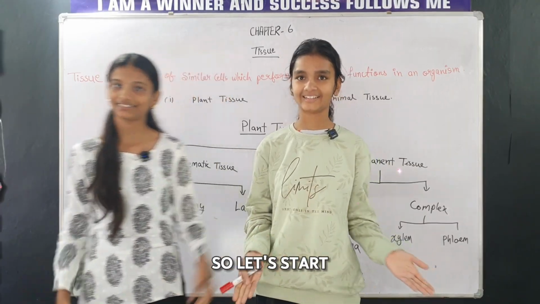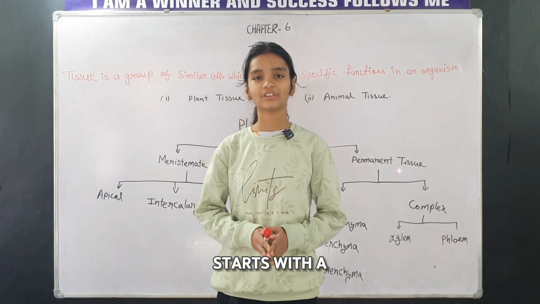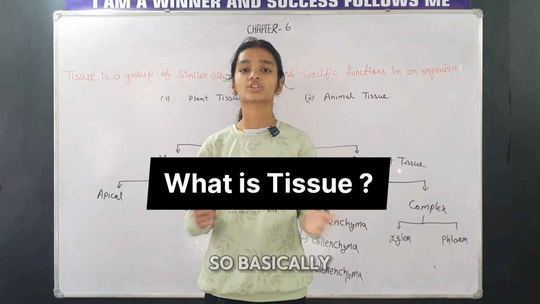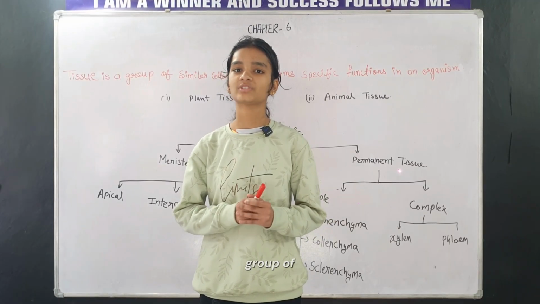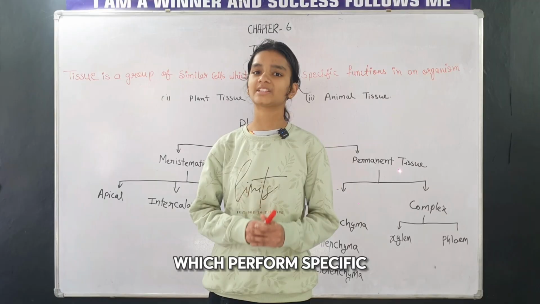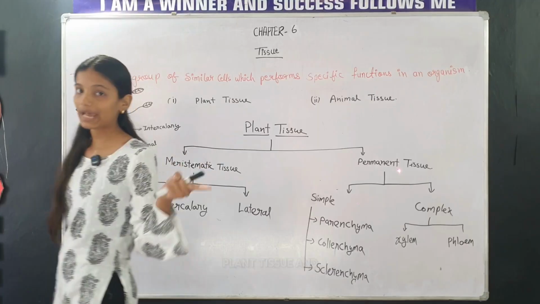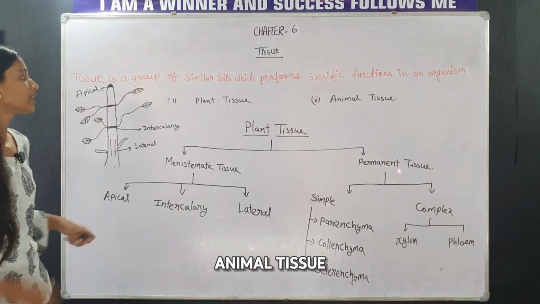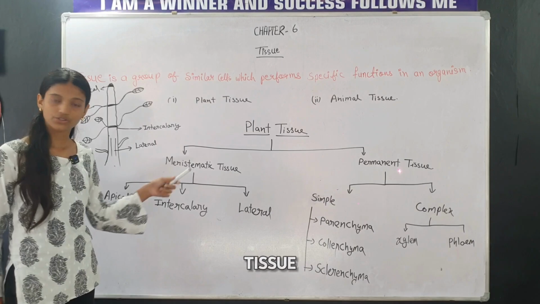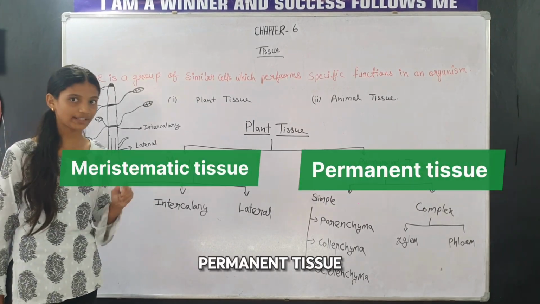So let's start. This chapter starts with a question: what is tissue? Basically, a tissue is a group of similar cells which perform specific functions in an organism. There are two types of tissue, plant tissue and animal tissue. There are two types in plant tissue, meristematic tissue and permanent tissue.